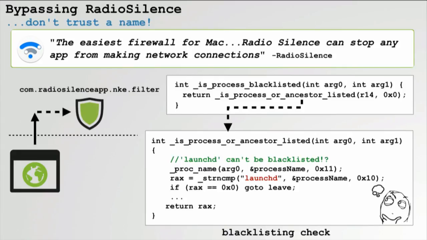So first up, we have Radio Silence. It's a popular firewall for macOS. It takes an interesting approach in that it allows any new process, but the user can explicitly blacklist certain applications. However, if we look at the blacklisting logic in the kernel extension, we can see it looking for a name of a process. And it appears if the process is named launchd, it cannot be blacklisted nor blocked.